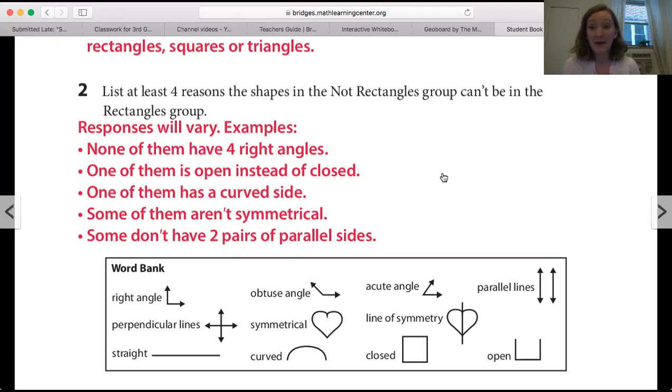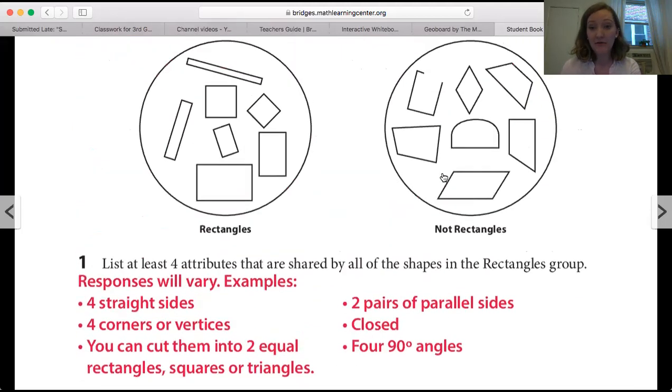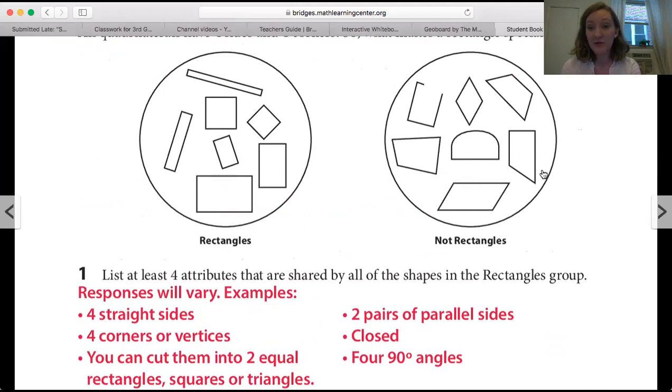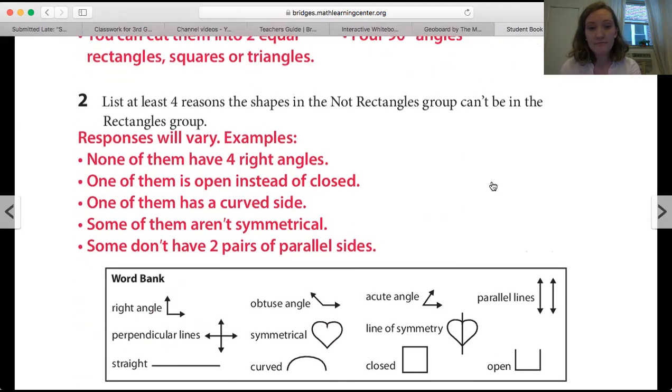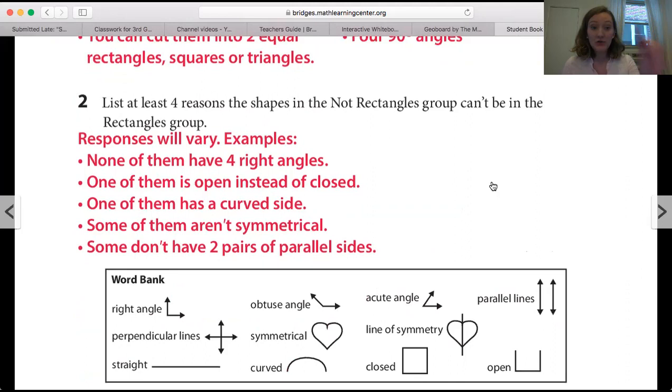Some of them aren't symmetrical, which means you can't fold them in half perfectly. And some of them don't have 2 parallel sides. Some of them are not parallel. The lines are different distances. They cross over each other. They're not parallel. So you can go ahead and pause the video if you need to and write down some of those ideas. You need to have at least 4.